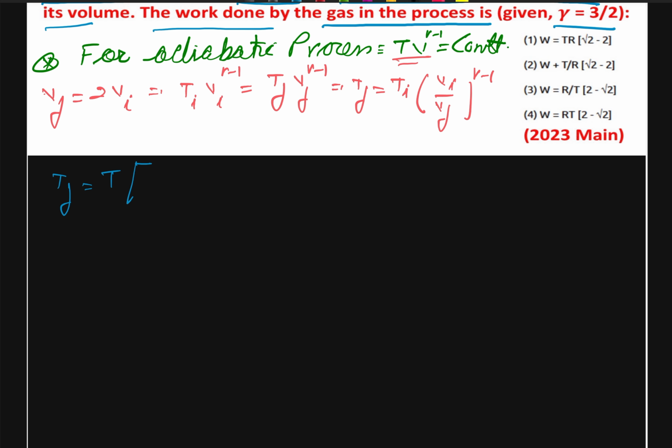So we can say T final is equal to T initial, which is given as T, and we have the ratio 1/2 raised to 3/2 minus 1. So we get T initial upon square root of 2. So the final temperature will be equal to the initial temperature divided by square root of 2. And we have to find out the work done.